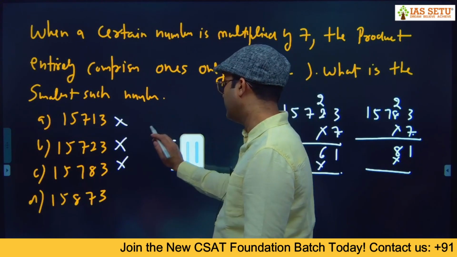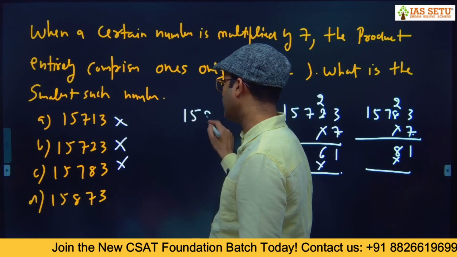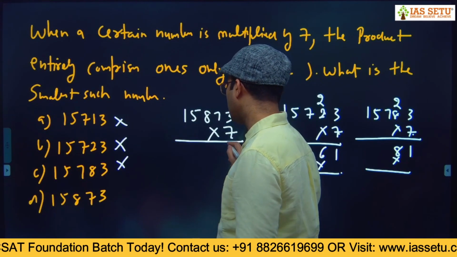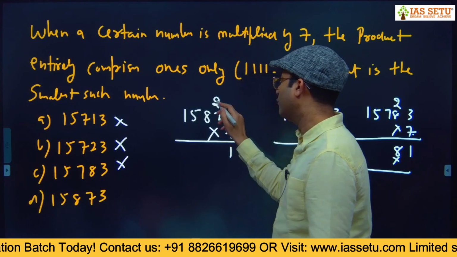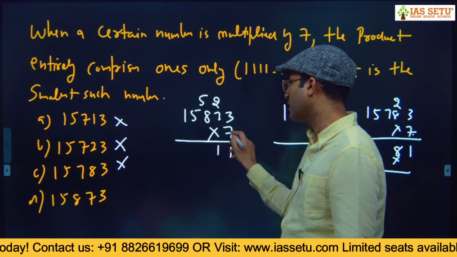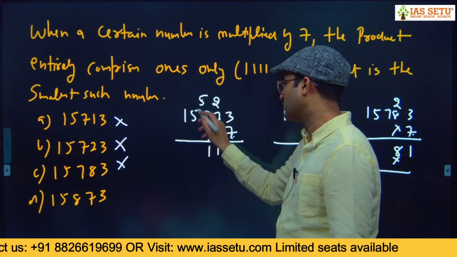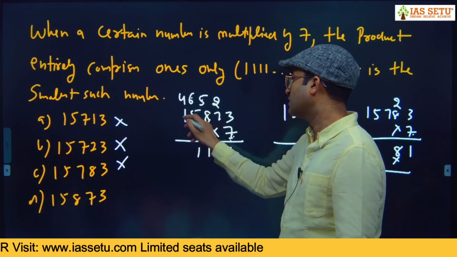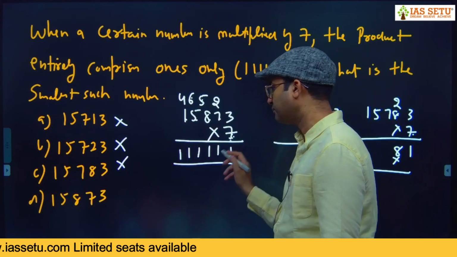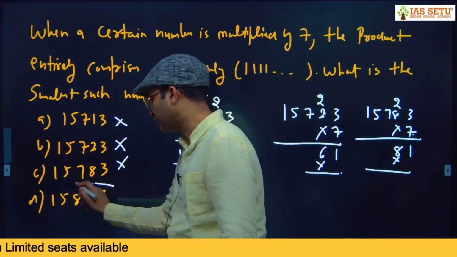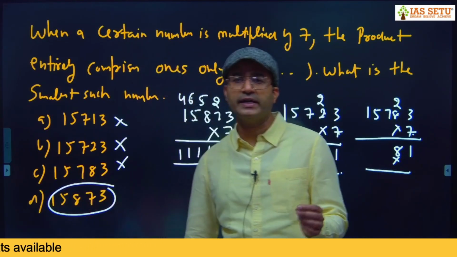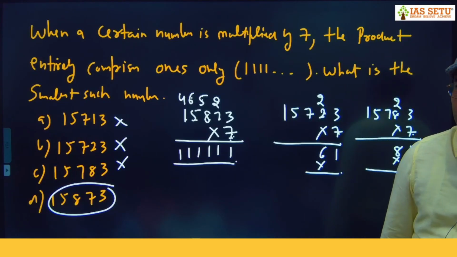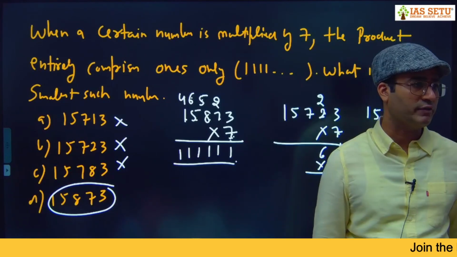Answer option D here is 15873 multiplied with 7. 7 3s are 21. 2. 49 plus 2, 51, 5. 56 plus 5, 61, 6. 35 plus 6, 41, 4. 7 plus 4, 11. So out of the given answer options, 15,873 is that number which multiplied with 7 gives you ones only. 1, 1, 1 only.